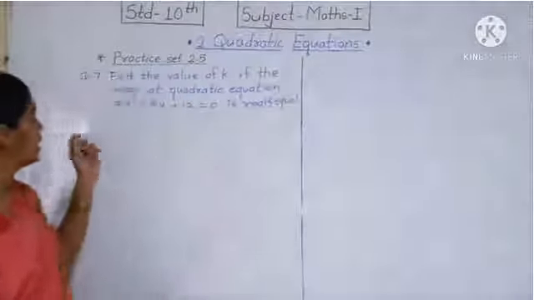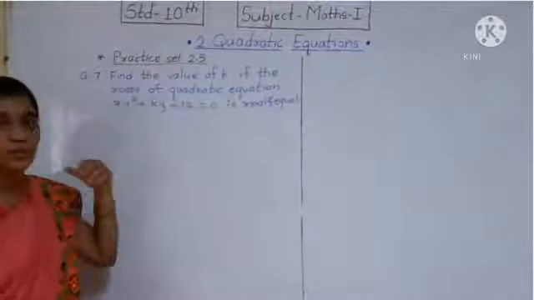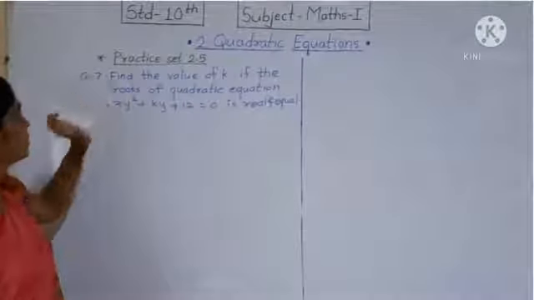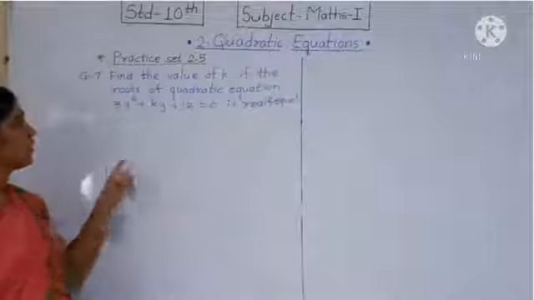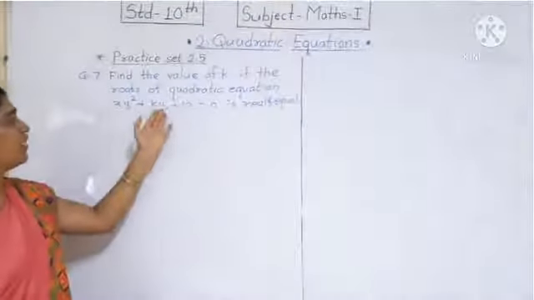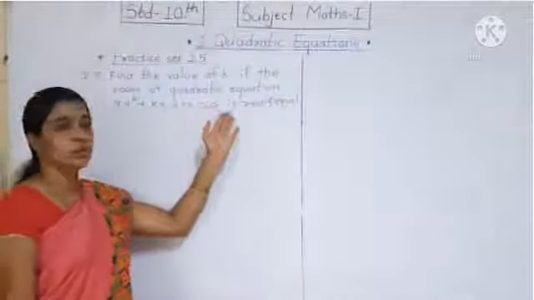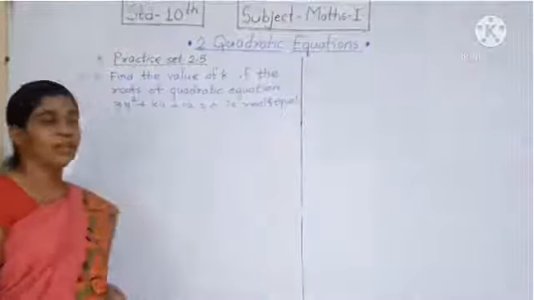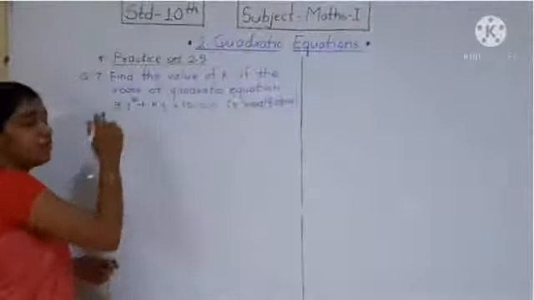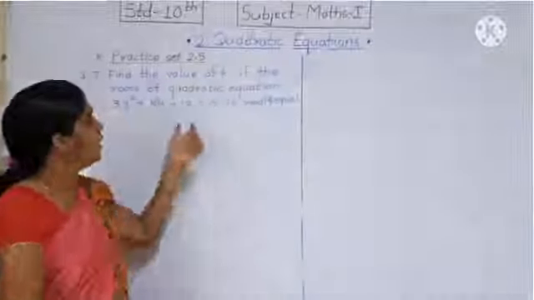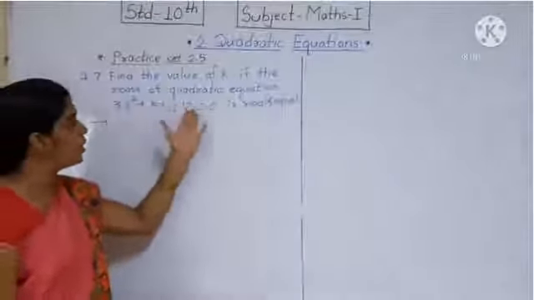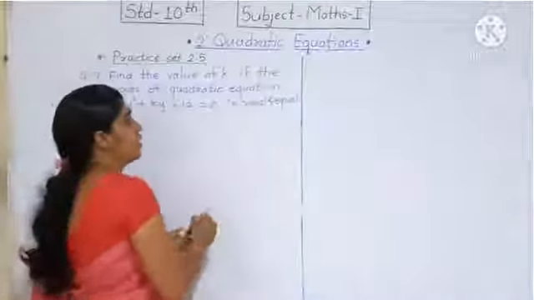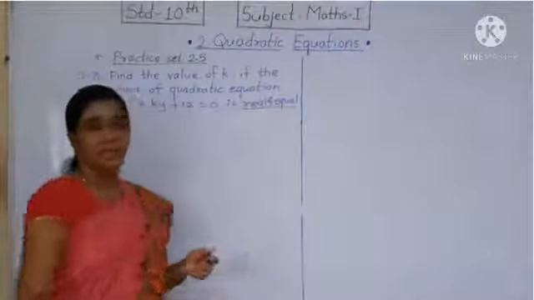Students, you will see the last example in practice set 2.5, question number 7. Find the value of k if the roots of quadratic equation 3y square plus ky plus 12 is equal to 0 are real and equal. Read the question first carefully. Here we have to find the value of k, and we have been given the quadratic equation whose roots are real and equal.